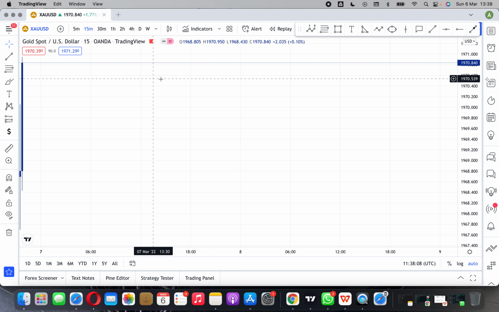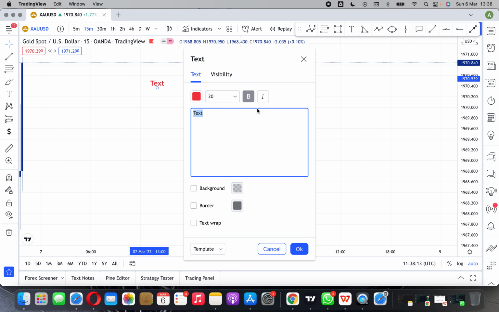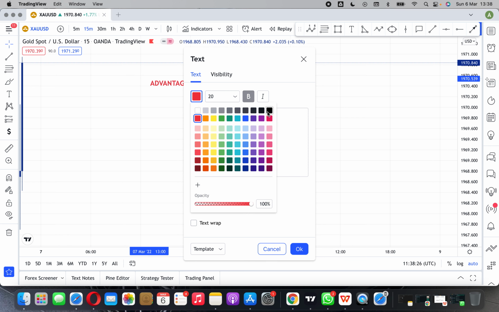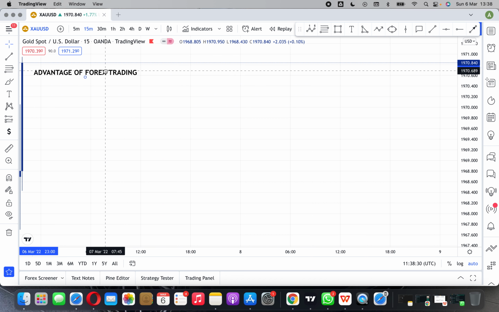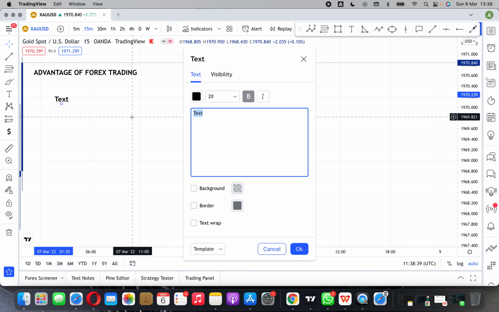So our topic for today is the advantages of forex trading. Why do we trade forex? You can't be going into something without knowing the reason, without knowing why, without knowing how it can help you, without understanding the principle behind it. So these are what I want us to go through today.